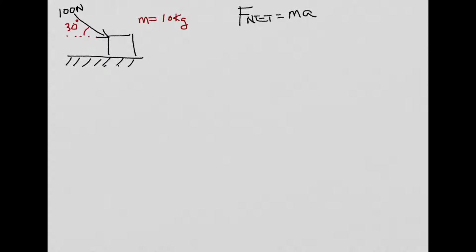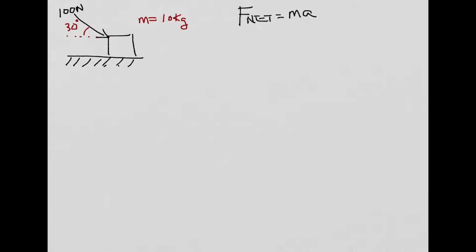This is a quick summary of how to handle force problems in physics using Newton's second law. Here we have a box, and this box has a mass of 10 kilograms. It's resting on a frictionless surface, that's the surface, and there's a push of 100 newtons placed on it at a downward angle of 30 degrees. So the question that we have is, what will the acceleration of the box be?